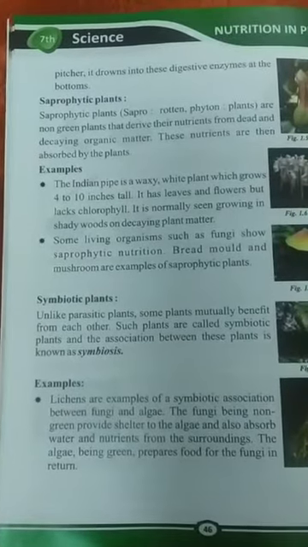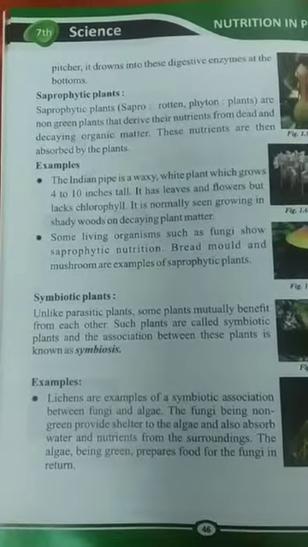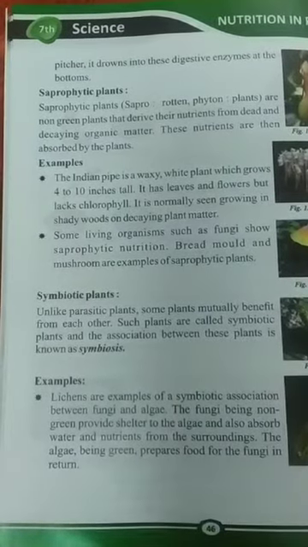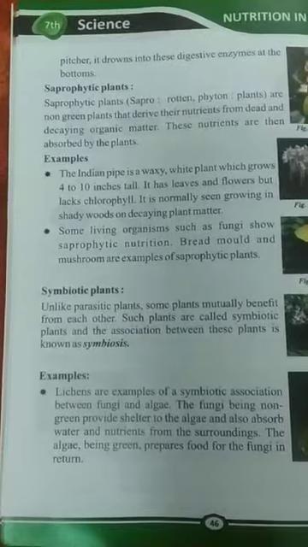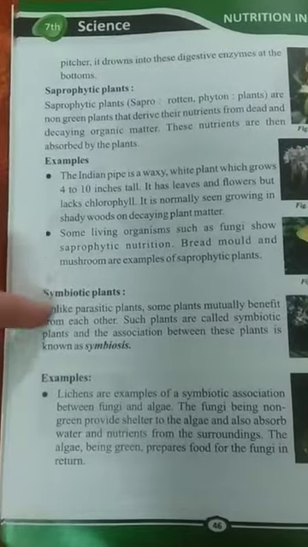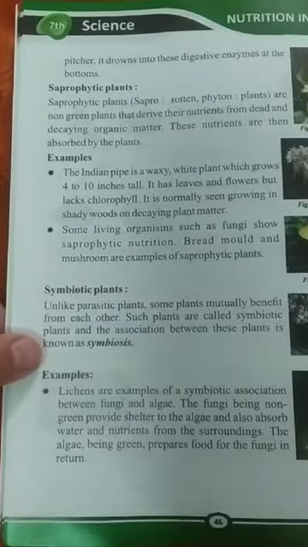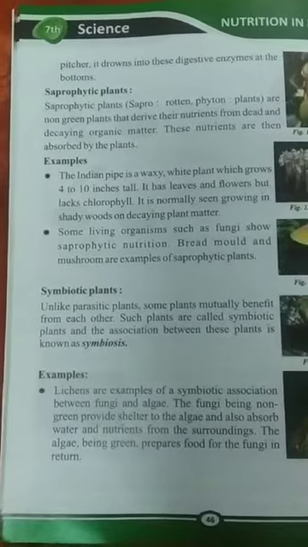Then we have the symbiotic plants. Unlike the parasites, some plants mutually benefit. So what is the difference between parasitic and symbiotic? In the parasitic, only the parasite is being benefited, but in the case of the symbiotic, both are being benefited. Such plants are called symbiotic plants, and the association between them is symbiosis.